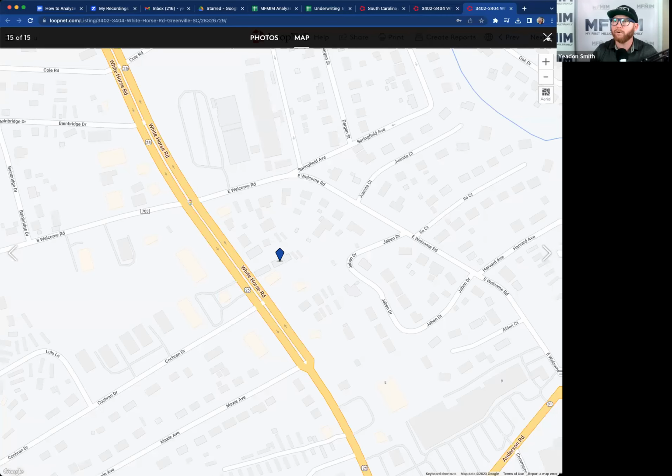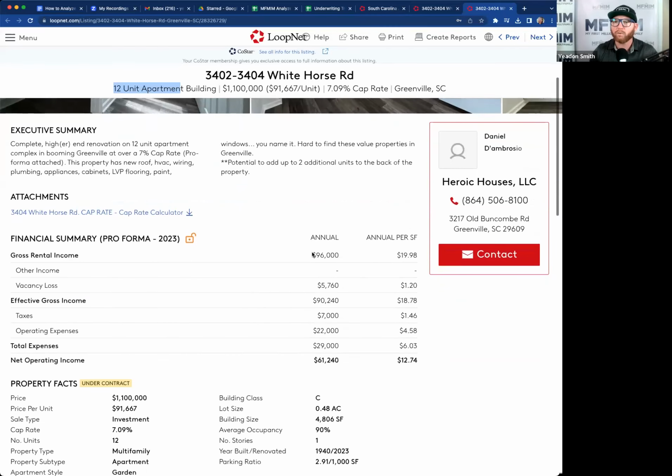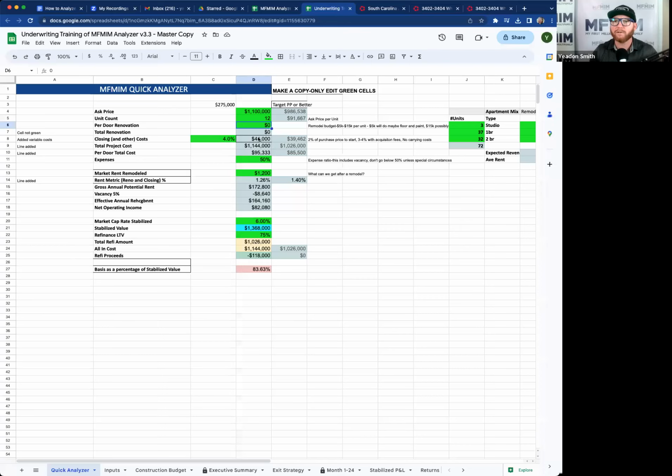So let's get out of the photos. As I read in the summary, complete higher end renovation. So it's a renovation. And see, look, they're saying they're selling it at over a 7 cap pro forma, but we'll see. We'll see what our stuff says. So right now we have gross rental income of $96,000.